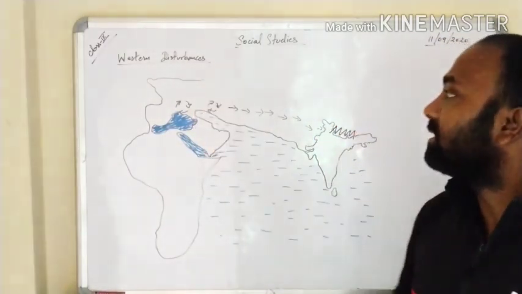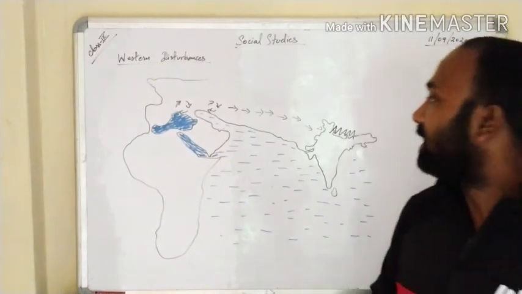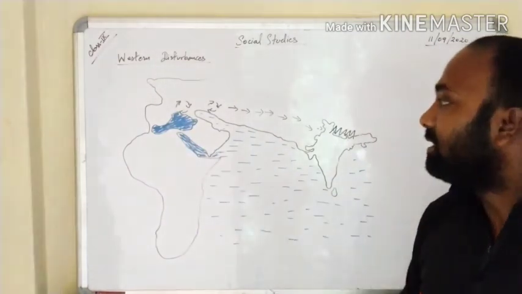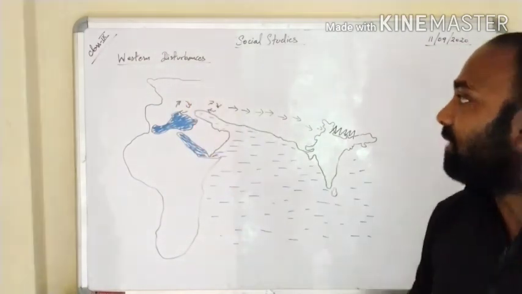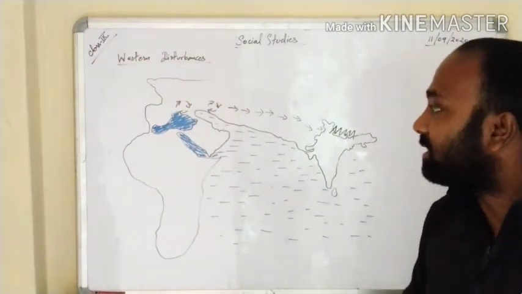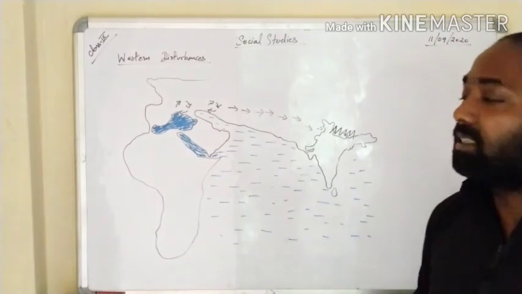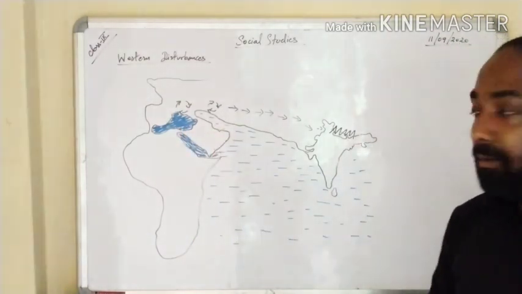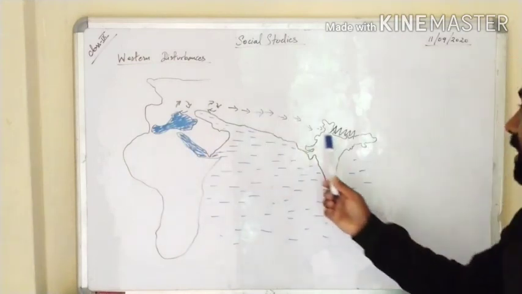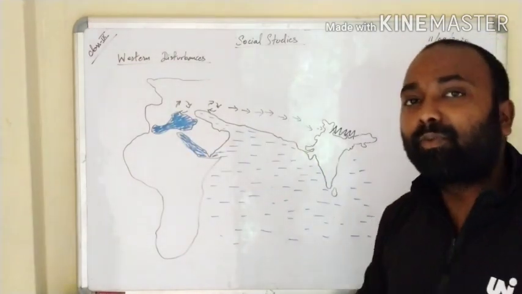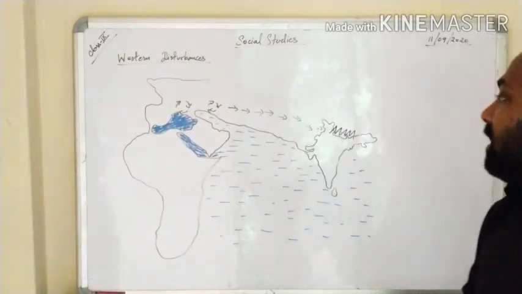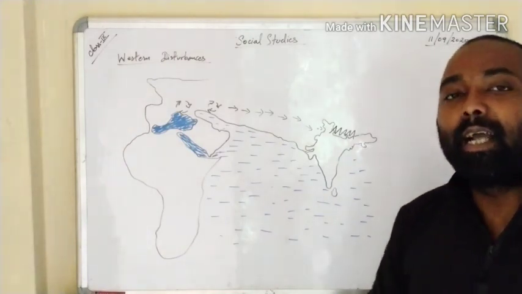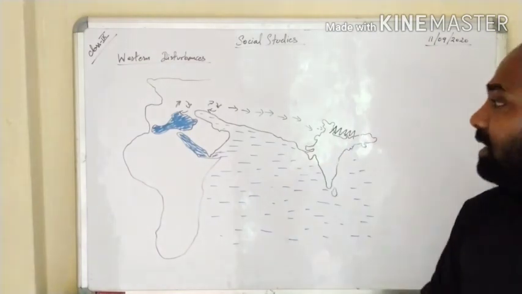Now, the Western disturbances come from the western side of our country, that is this side, and originate in the Mediterranean Sea. Disturbances mean something that disturbs. So these disturbances are caused in the Mediterranean Sea and the nearby areas. But when it comes to our country, it proves to be a boon. Sometimes it also causes loss of property, but most of the time it is good for our country.